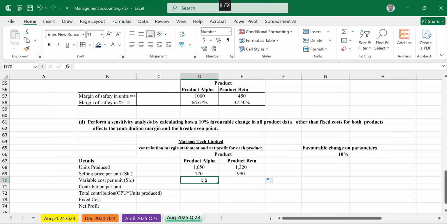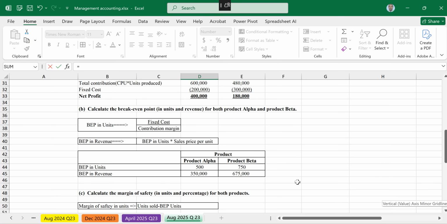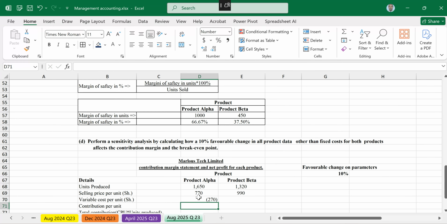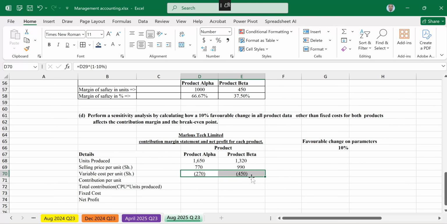Variable cost reduced. A favorable change in variable cost means the costs reduced. So that is equal sign, then click on the 300 times, open bracket, 1 minus 10%. That gives 270, then drag across. Get the contribution margin, Alt equal, by selecting the two, then Alt equal. That becomes our contribution margin.